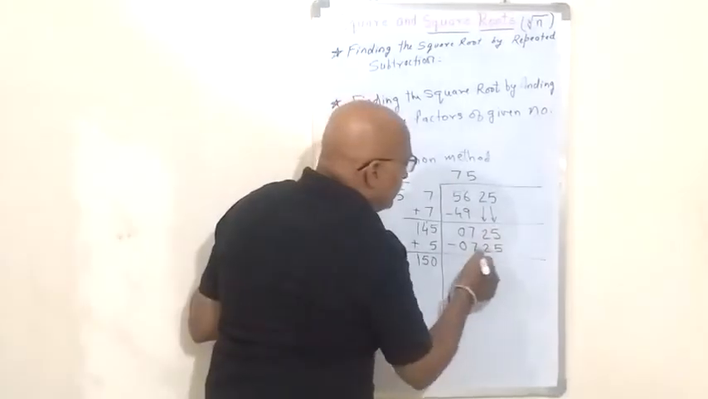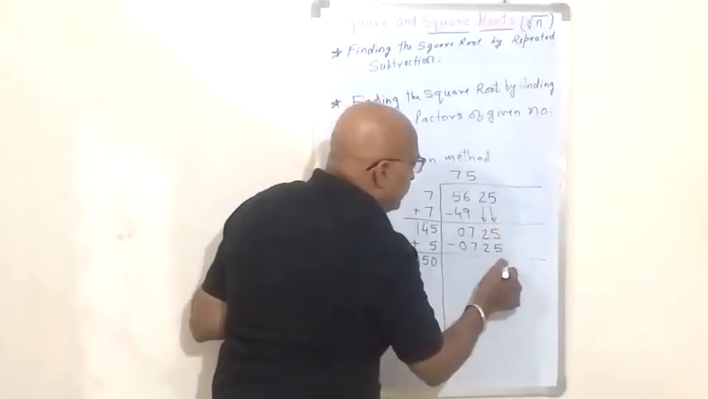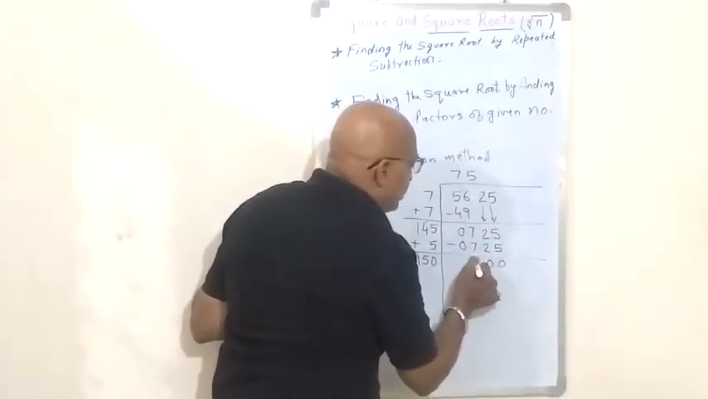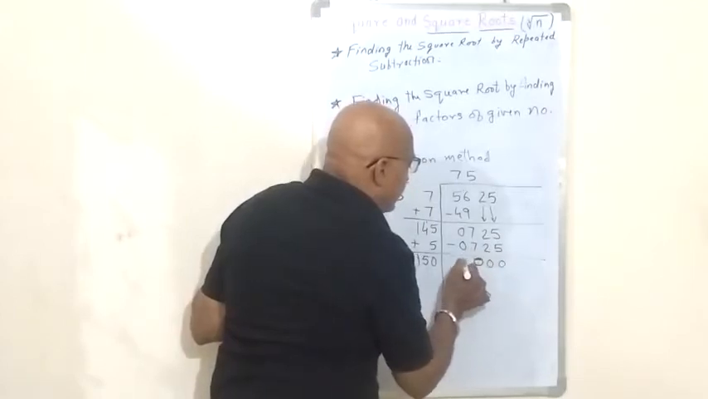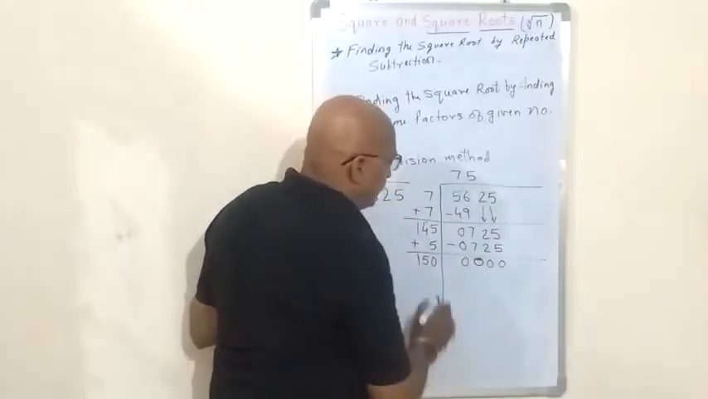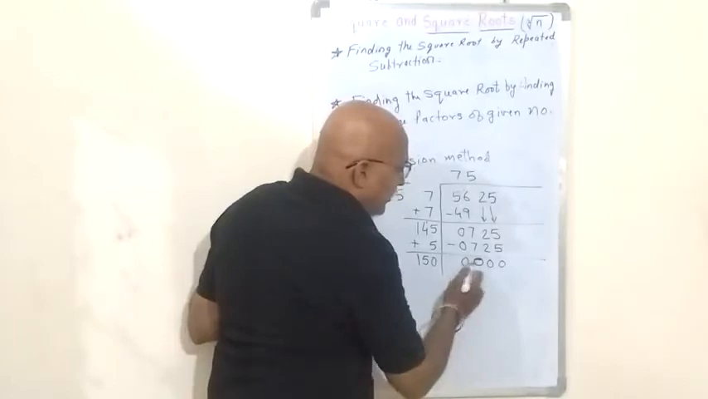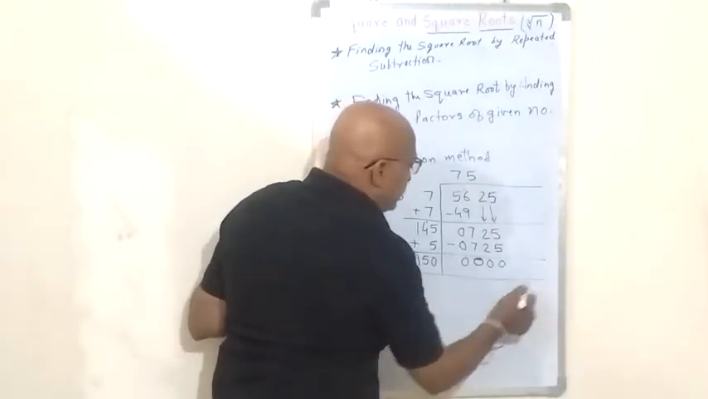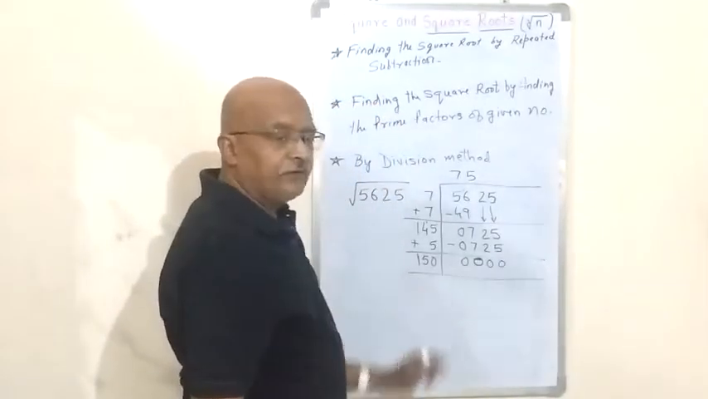Now here the subtraction. 5 minus 5 is 0. 2 minus 2 is 0. 7 minus 7 is again 0. And this is obviously 0. So here we have got all zeros. So here we end the division.